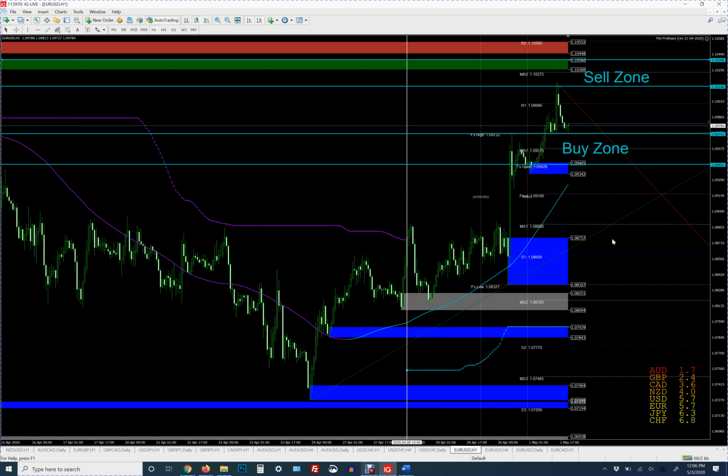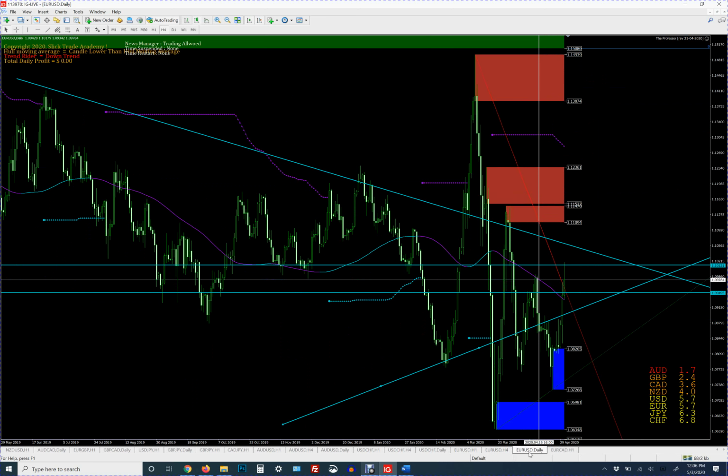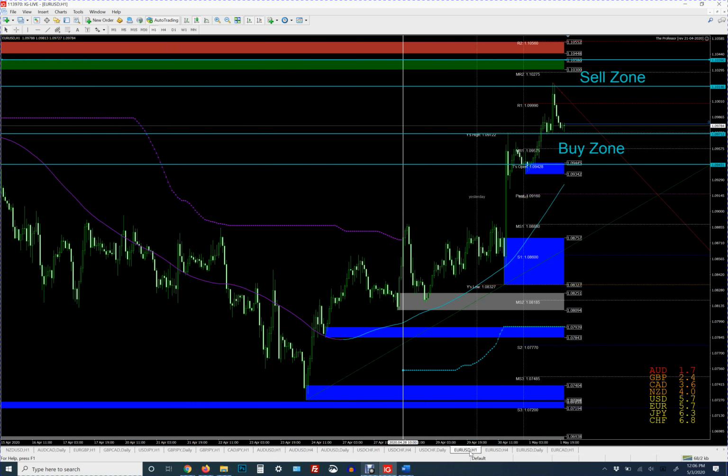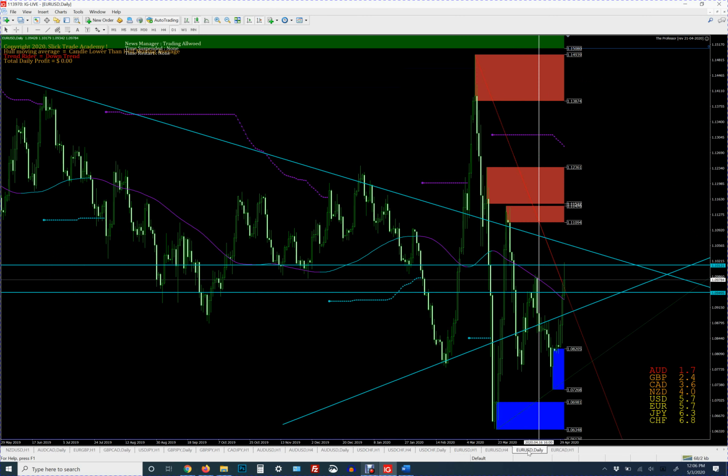So I will add this all to the post for you, 4 hours laid out, daily. I will post this drawing up for you, so you can see some key levels to watch for breaks. You could treat this as a buy and sell zone, but look at your lower time frames. Really watch those just until we get a better idea of what's going on with the euro dollar on the daily time frame.